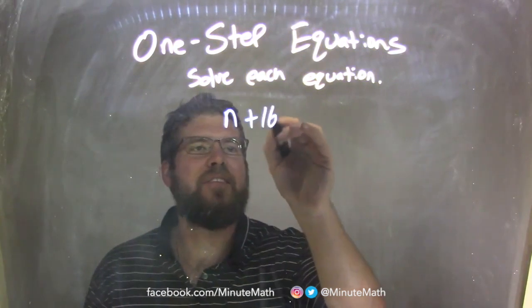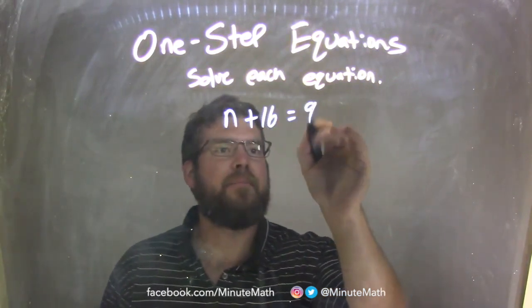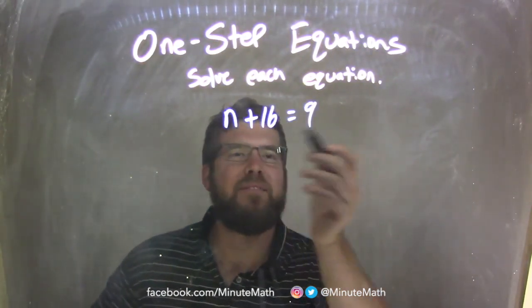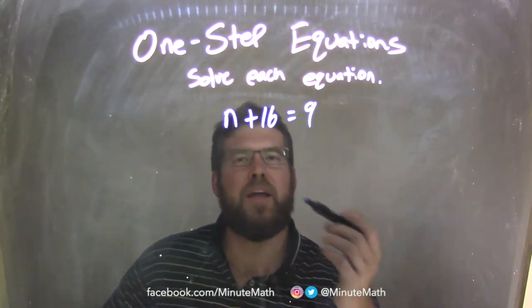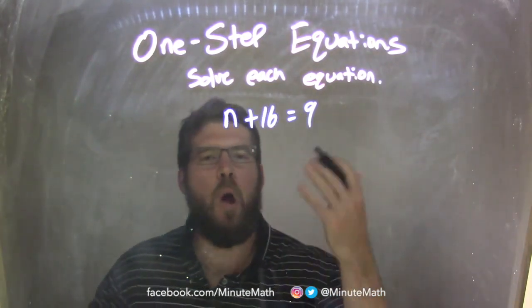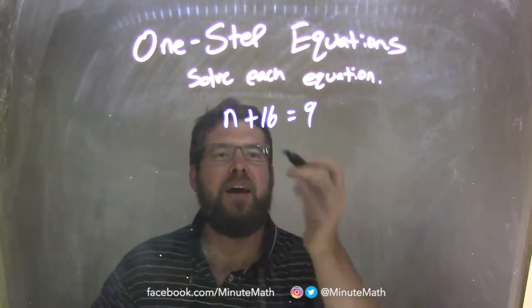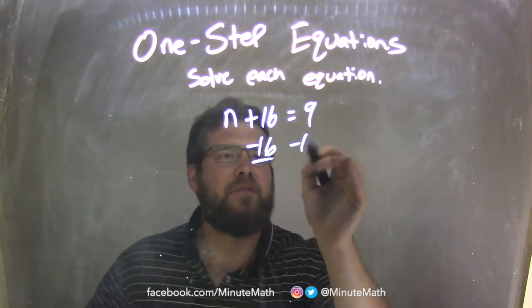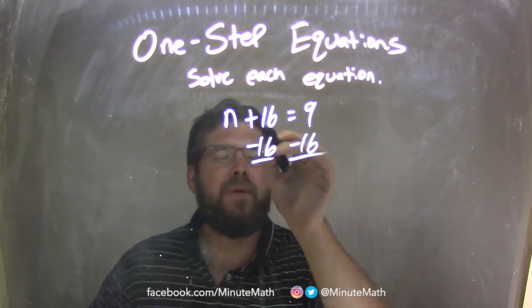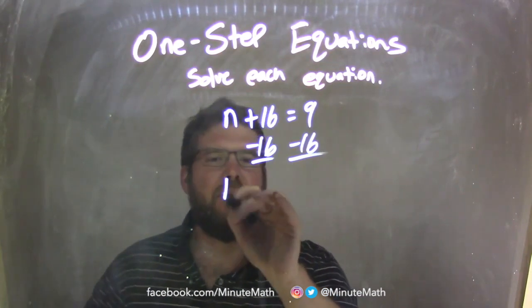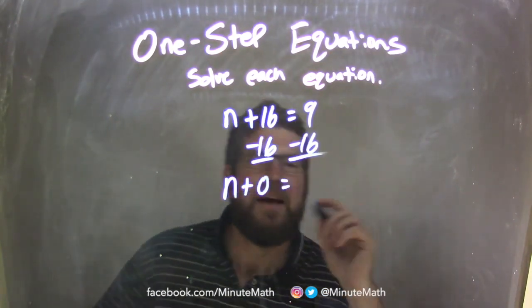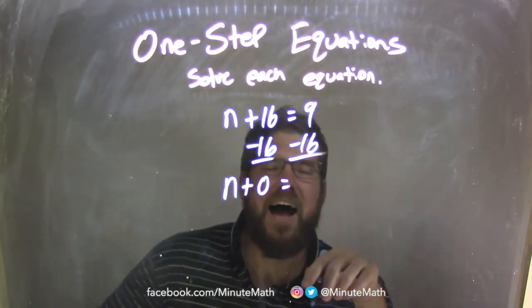n plus 16 equals 9. Well, if I had n plus 16 equals 9, my first thing I'm thinking about is, hey, that's addition. What's the opposite of that? That's subtraction. So I'm going to subtract 16 from both sides. Well, positive 16 minus 16 is just 0, so now I'm left with n plus 0 equals 9 minus 16.